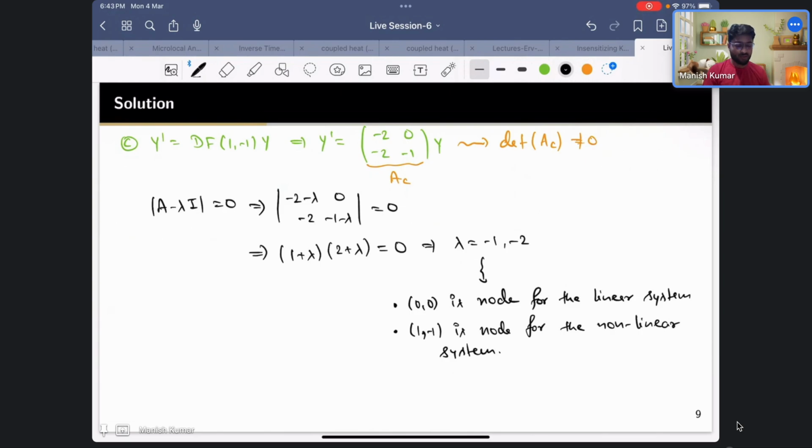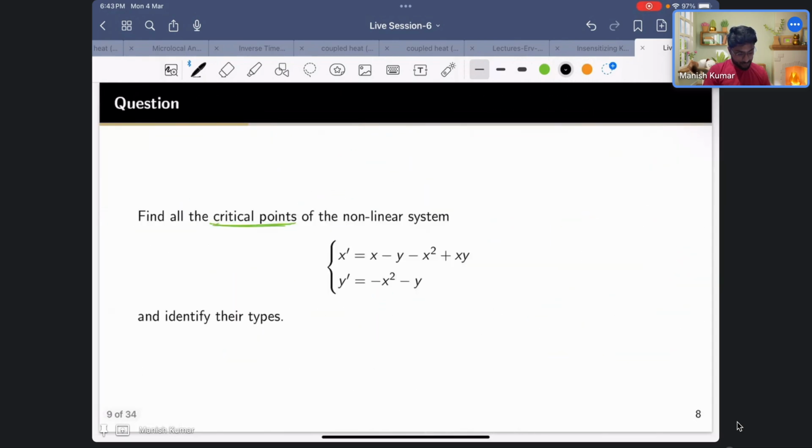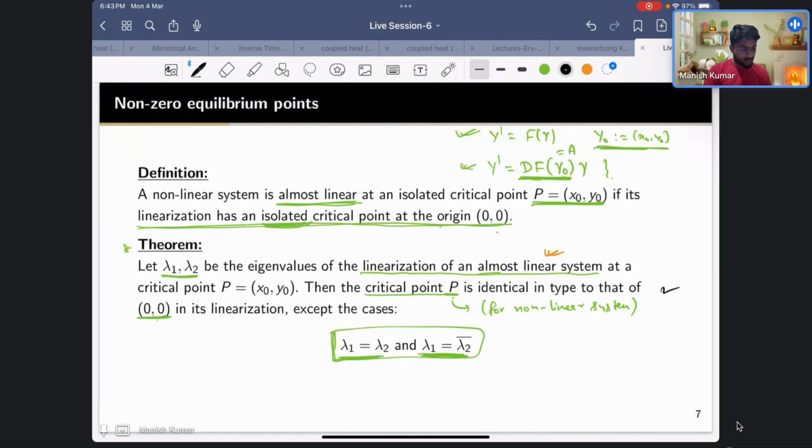Okay, so this is what, using this theorem, we can conclude for the non-zero critical points. Except for these two critical cases, where we cannot say anything, other than that we have this theorem.